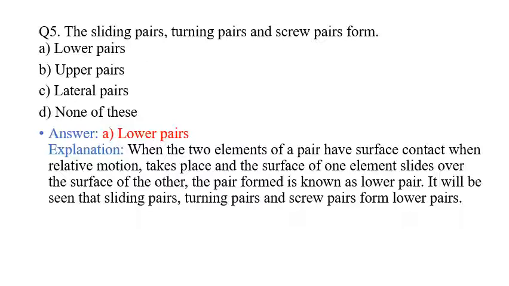When two elements of a pair have surface contact, and relative motion takes place, the surface of one element slides over the other surface. The pair formed is called a lower pair. So it will be seen that sliding pair, turning pair, and screw pairs are lower pairs, nothing but one element sliding over the surface of the other. In all these cases, one surface slides over the other, so hence the answer is lower pair.